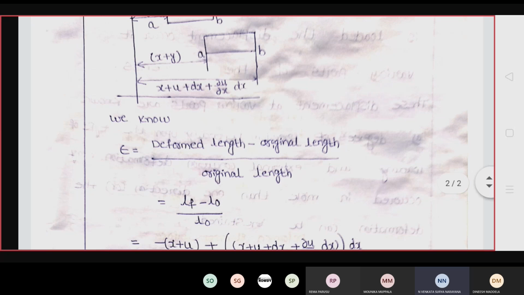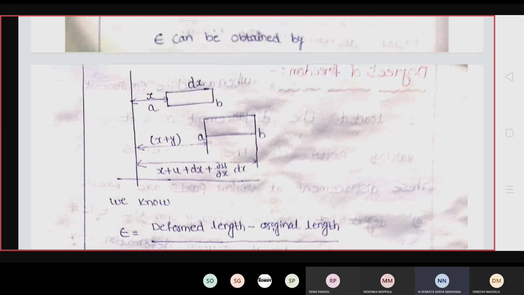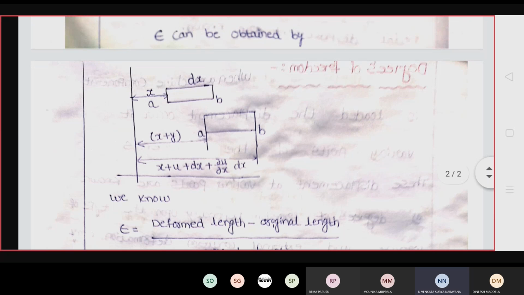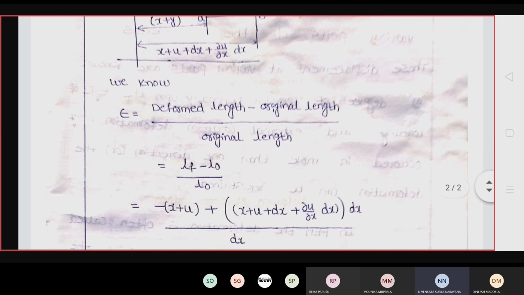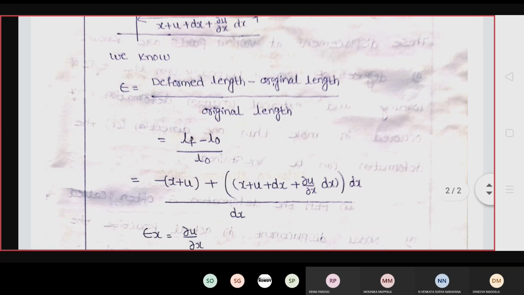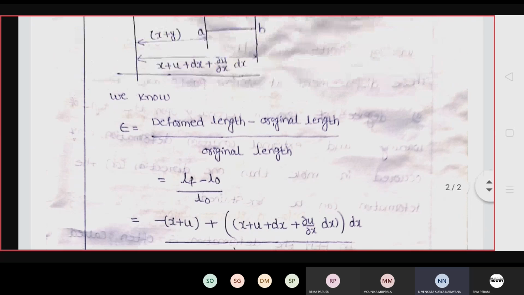Here the deformed length will be minus x plus u. Minus means the element changes places from one position to another. That is the deformation, so I am negating here. Minus x plus u is the deformation, plus the original length, which will be x plus u plus dx plus dou u by dou x dx. First initial position deformation will be original length dx.